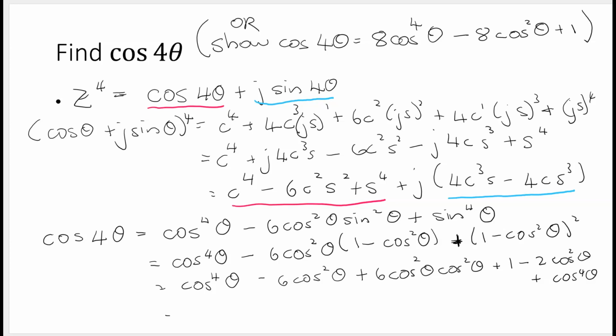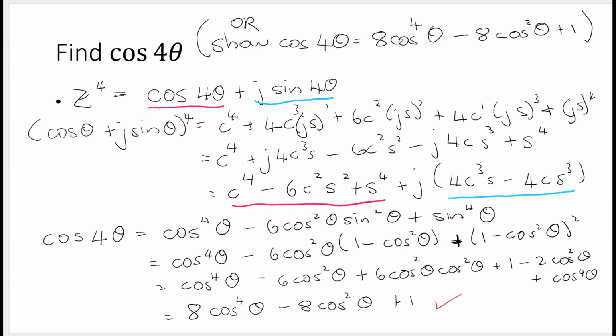Okay, tidy up time. I've got cos to the 4 theta plus 6 cos to the power of 4 theta plus another cos to the power of 4. So that's 8 cos to the power of 4 theta. Then I've got minus 6 cos squared minus another 2 cos squared, so that's minus 8 cos squared theta, and everything's gone but the 1. And yes.